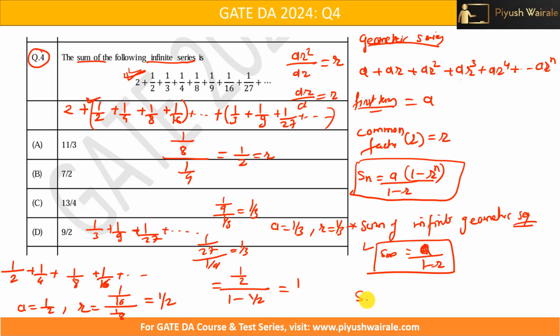So what will be the summation of this series? 1 by 3 divided by 1 minus 1 by 3, which is 1 by 3 divided by 2 by 3. The 1 by 3 gets cancelled, so that is 1 by 2.